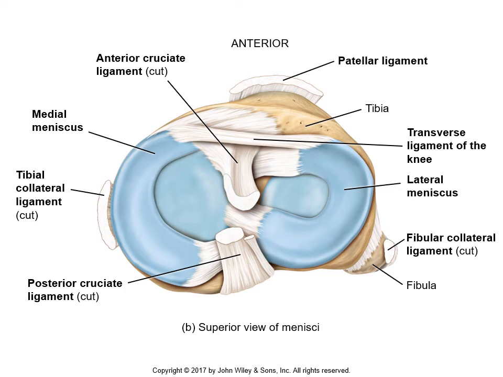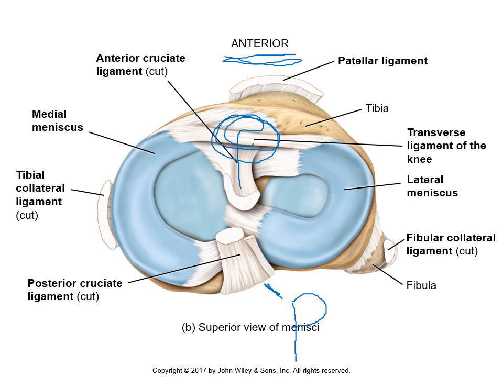Now, when I mentioned the ACL attaches to the anterior portion of the tibia, this is the anterior portion of the tibia. Here's posterior. The ACL attaches in the intercondylar groove of the femur, excuse me, that you can't see here. We'll see that in a second. But you can see the anterior cruciate ligament comes all the way down and attaches to the anterior portion of the tibia, right in through here.